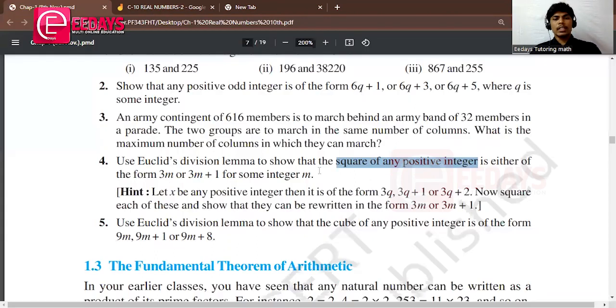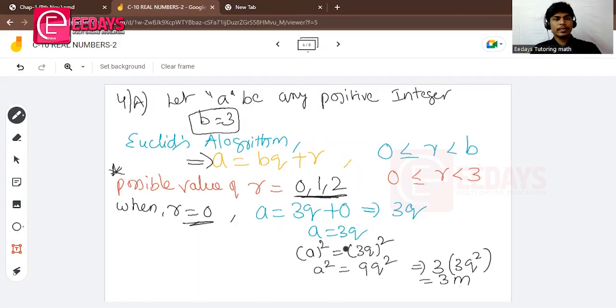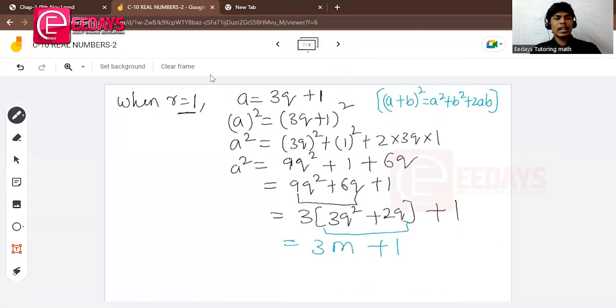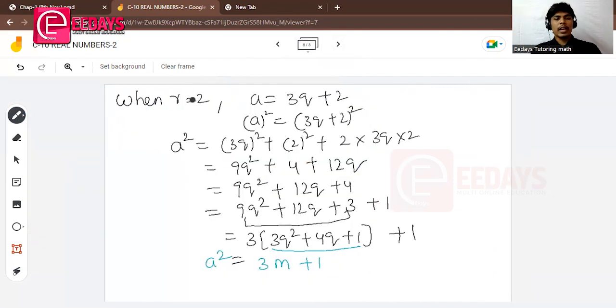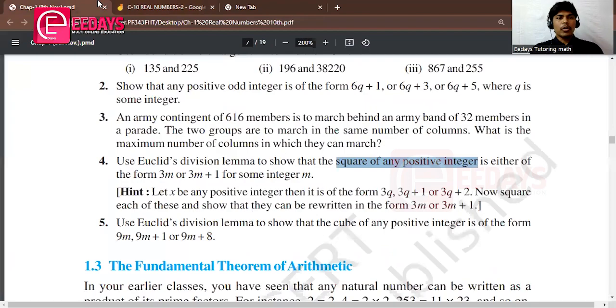In the question, they asked for the square of any positive integer, so that's why we are squaring both sides. a square is equal to 3q whole square, you'll get 9q square. So that is 3 into 3q square, that is 3m. Then do the trial and error method with r is equal to 1, you'll get like this, and with r is equal to 2, you'll get like this. After taking the common factor, the whole bracket would be m. Okay, I hope you understand.